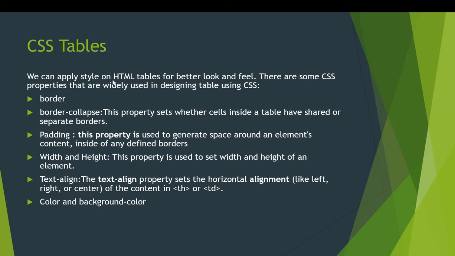We can apply the following styles on HTML tables for a better look and feel. Some of the properties are border, border-collapse, padding, width and height, text-align, background color and color. So starting with the first property, that is border.